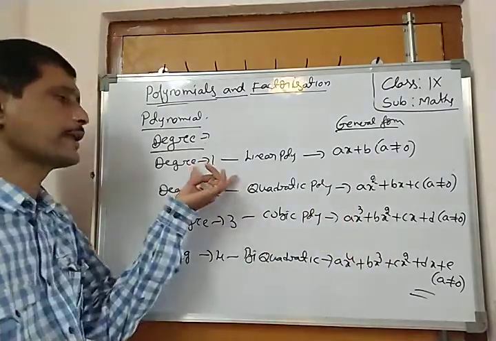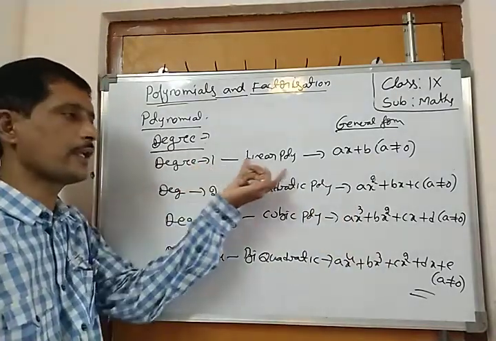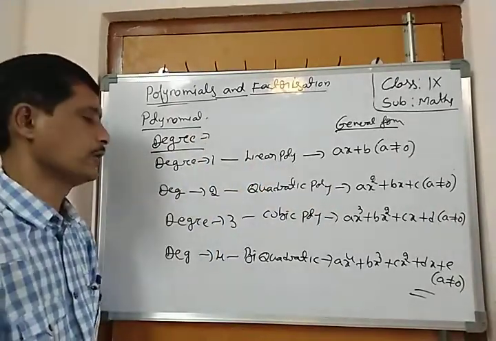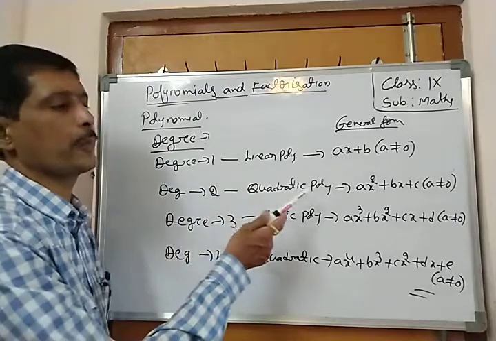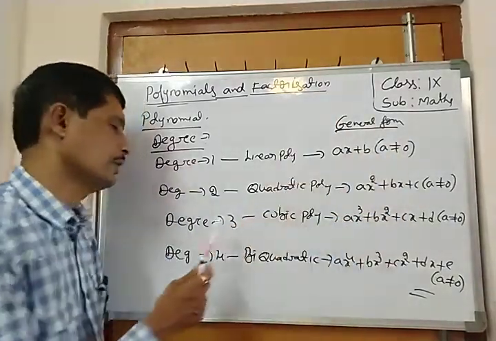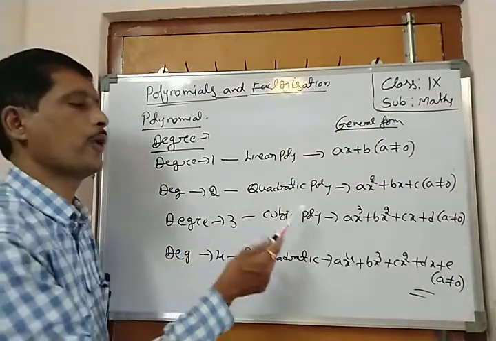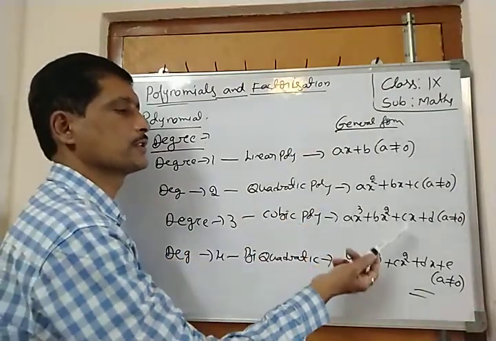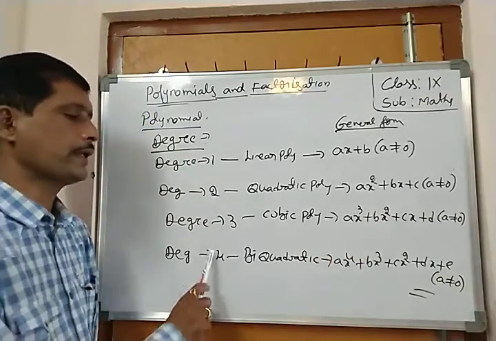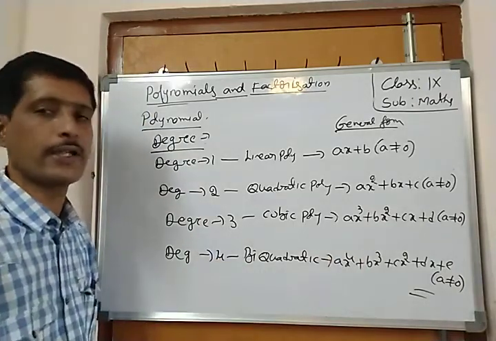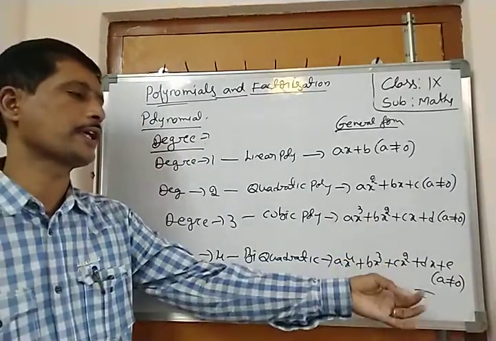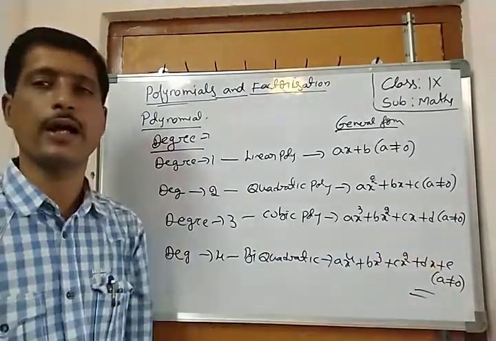One more time, see: degree is 1, that is a linear polynomial, general form is ax plus b, where a not equal to 0. Degree is 2, that is a quadratic polynomial, ax square plus bx plus c, where a not equal to 0. Degree is 3, that is a cubic polynomial, ax cube plus bx square plus cx plus d, where a not equal to 0. Degree is 4, that is a biquadratic, ax power 4 plus bx cube plus cx square plus dx plus e, where a not equal to 0.